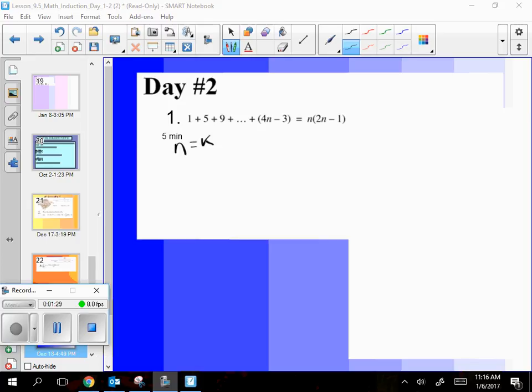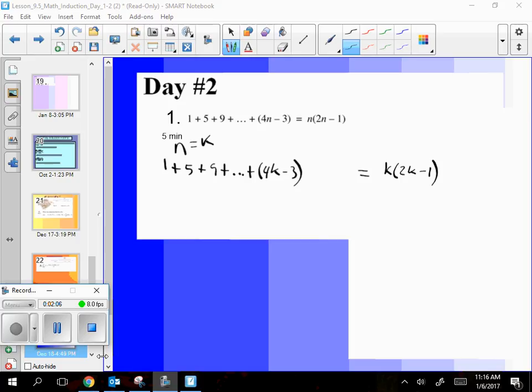So I go 1 plus 5 plus 9 plus ... plus 4K minus 3. Stop, because you need to leave yourself room. If you know where we're going, the next step is going to be to add another term, the K plus 1 term. So leave space right there so that you can add that in later, okay? You can always probably cut, I think the way your iPads work, you can slice the middle of a thing and then slide it over, but if you can't, anyway, leave some room. And now I have K times 2K minus 1.